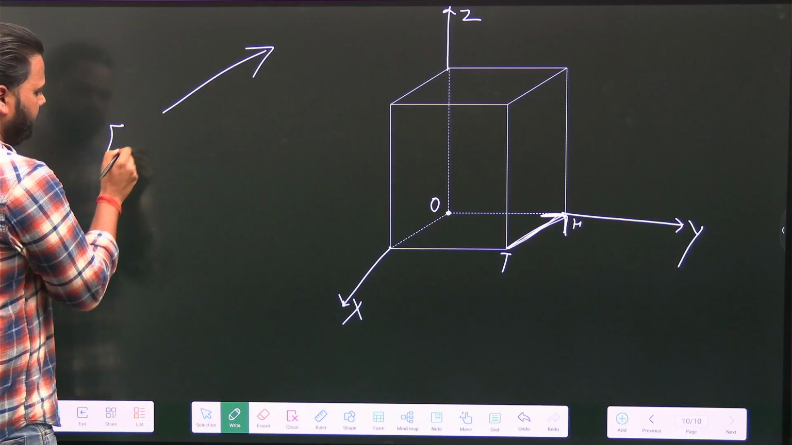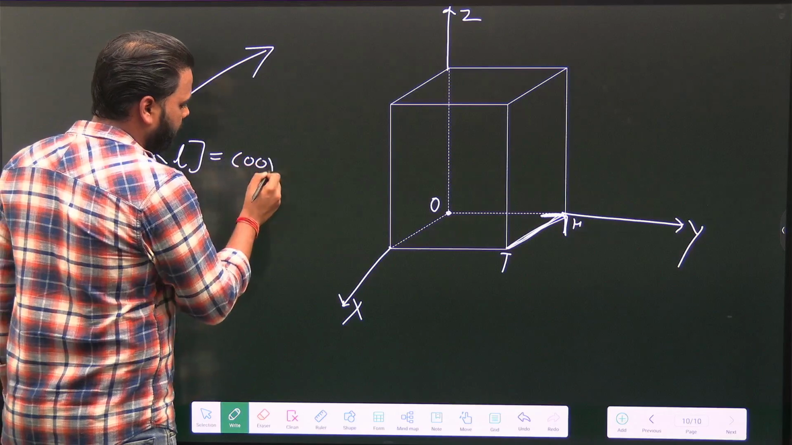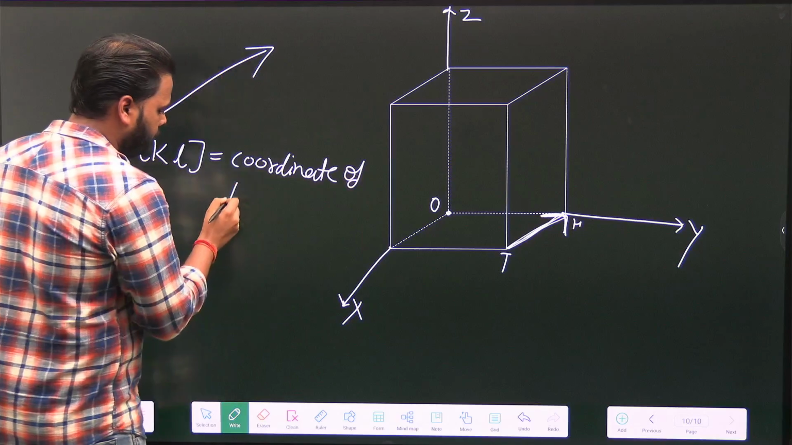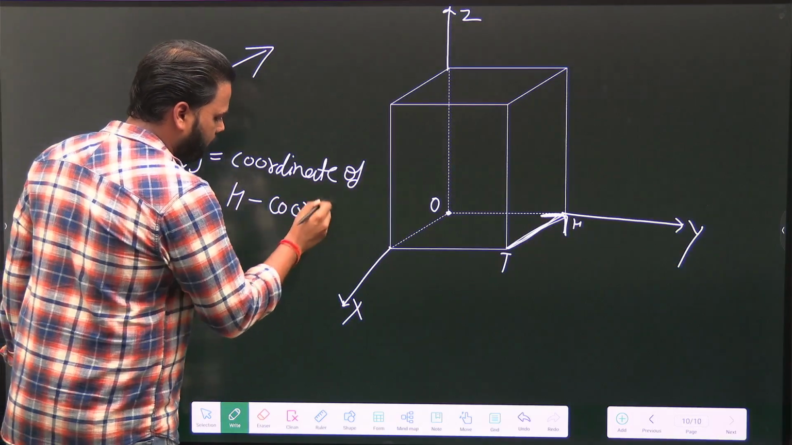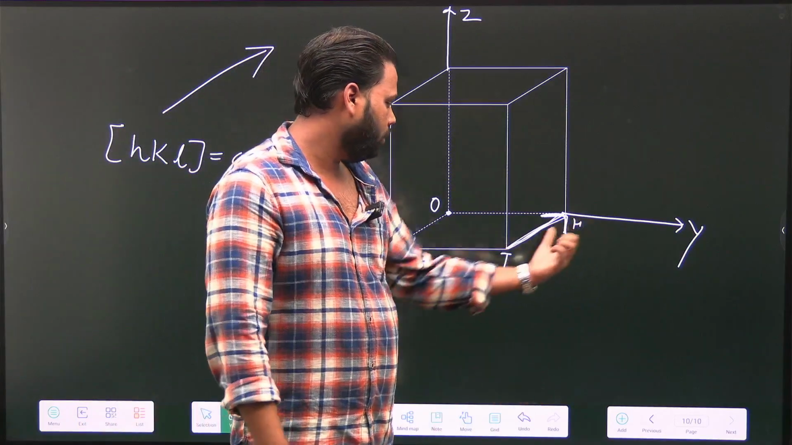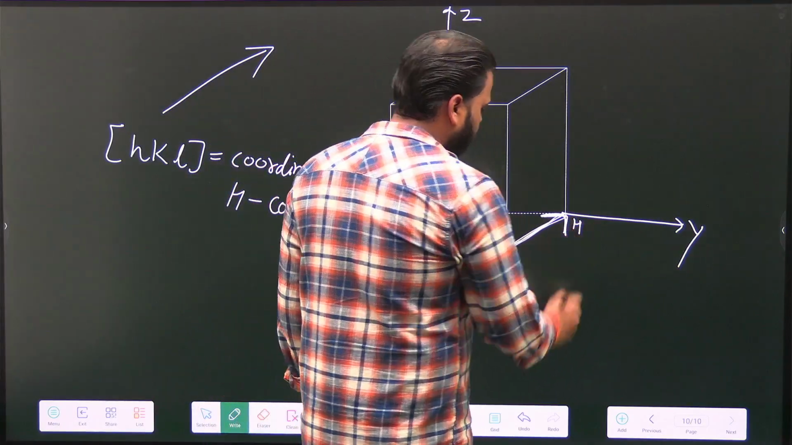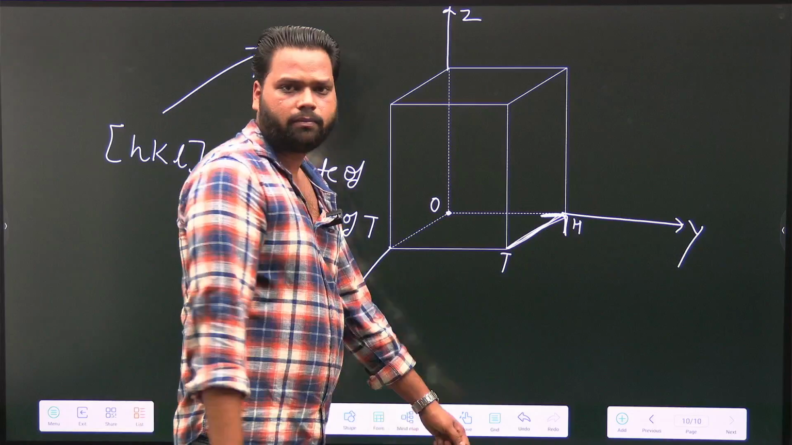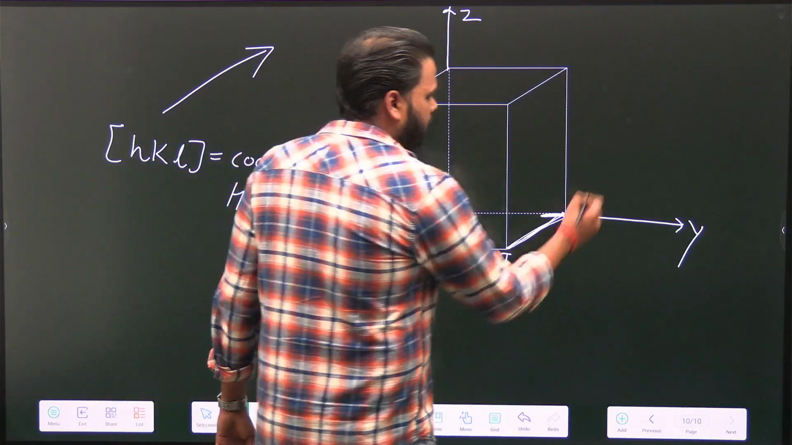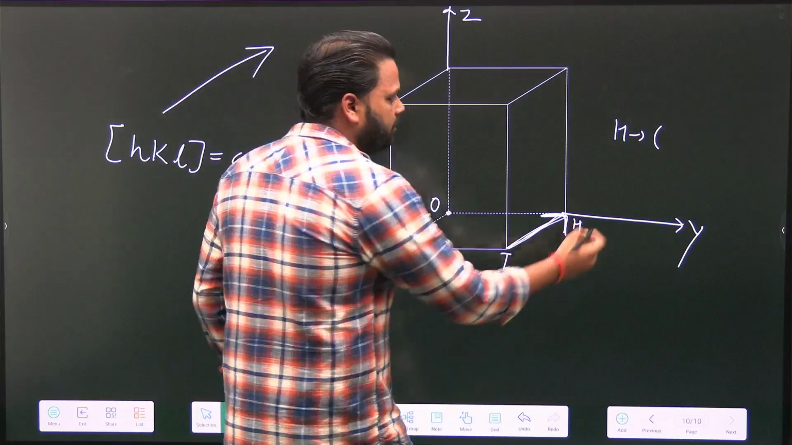So the Miller indices, that is big bracket HKL, will be equal to the coordinate of head minus the coordinate of tail. Here I am using the word coordinate, don't worry. Is it understandable? Let's find the head and tail coordinates. What will be the coordinate of head and tail? What will be the coordinate of the head? 0 1 0. Coordinate means 0 1 0. Is everyone clear? How is it coming 0 1 0?